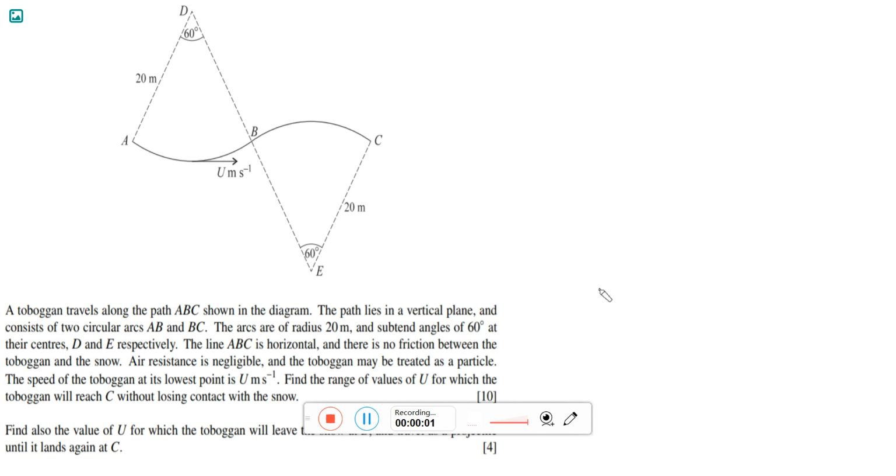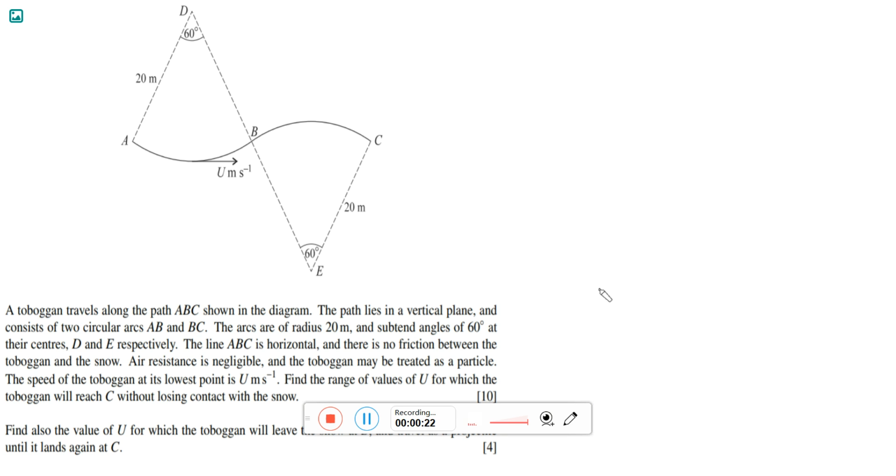Hello guys, first of all I'm going to explain question number 4 for the math 9231 October November 2. Okay, this question is really important. It's worth 10 marks in the first section.